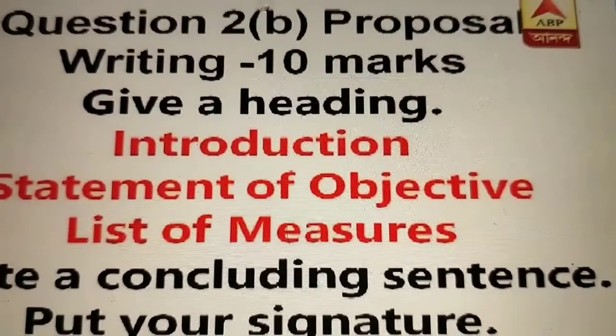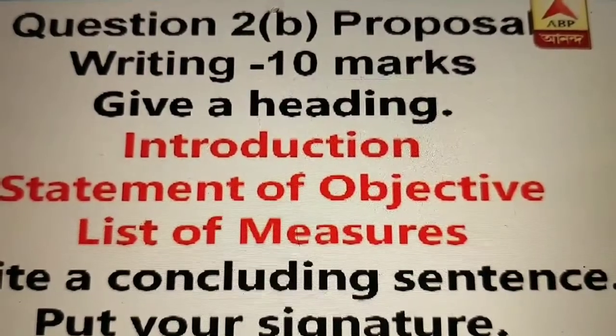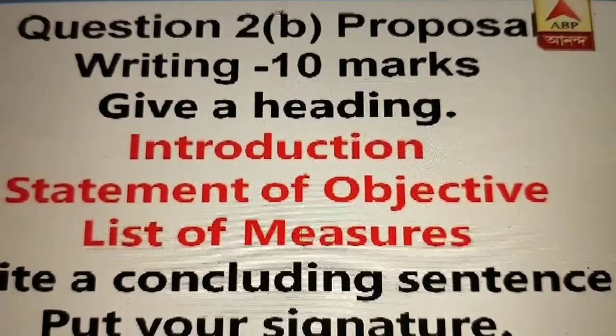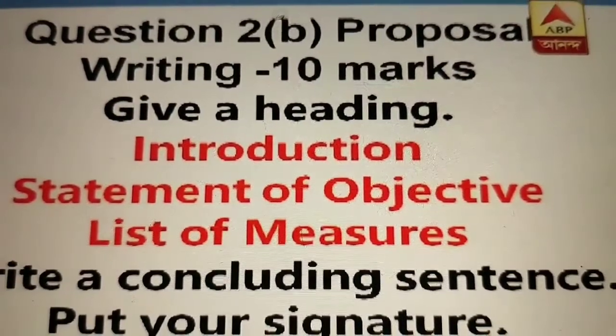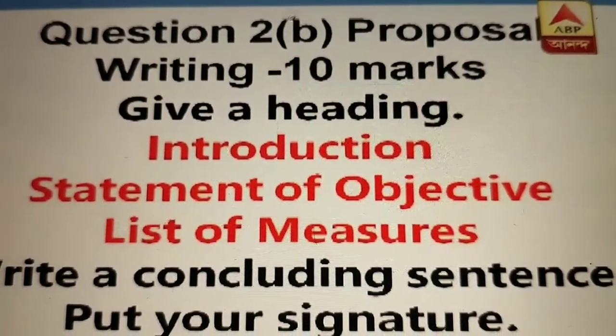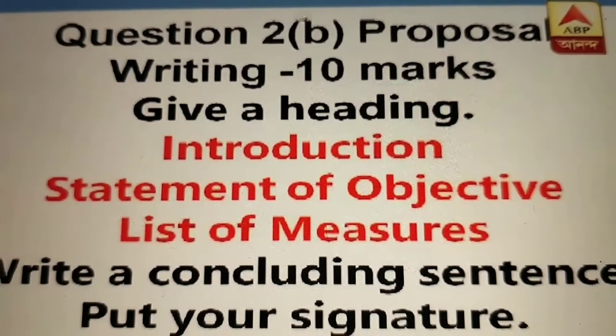First thing is, give a heading. Then you have to give an introduction. You have to write the statement of objective. You have to write the list of measures. You have to write a concluding sentence, and you put your signature.